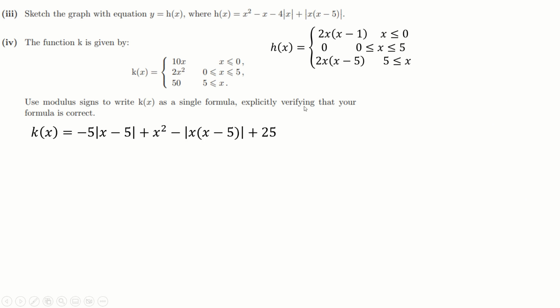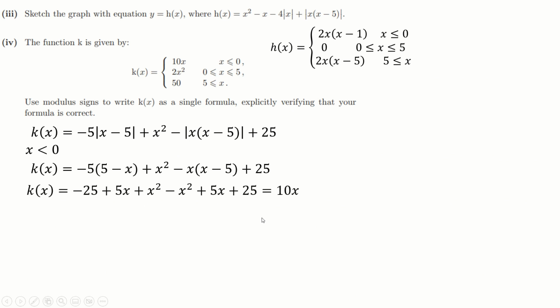And now it says explicitly verifying your formula is correct. I guess what that means is I just need to do what I did in the very first part, which is just say, okay, when x is less than 0, this one changes behavior, this one doesn't. I get this, which simplifies to this. Fantastic. When x is between 5 and 0, I've been very fast and loose with the strict inequalities.